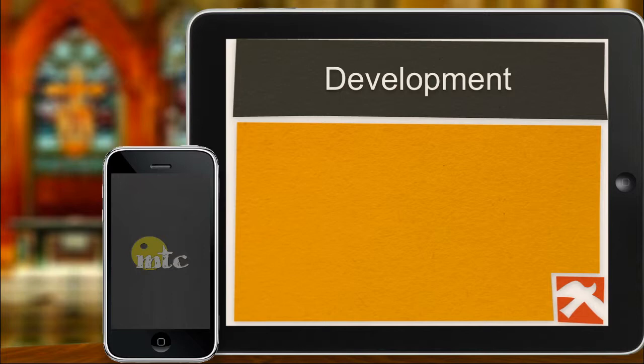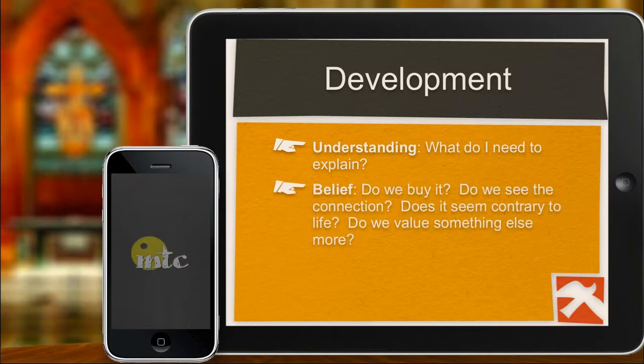First, related to understanding. People have to buy into it. So you have to ask yourself, what do I need to explain so that people can understand what this take-home truth is all about? As you develop, look at the area of belief. Do we buy this take-home truth? Do we see the connection between this truth and my life, this truth and the scripture, this truth and the life that Christ has for me?